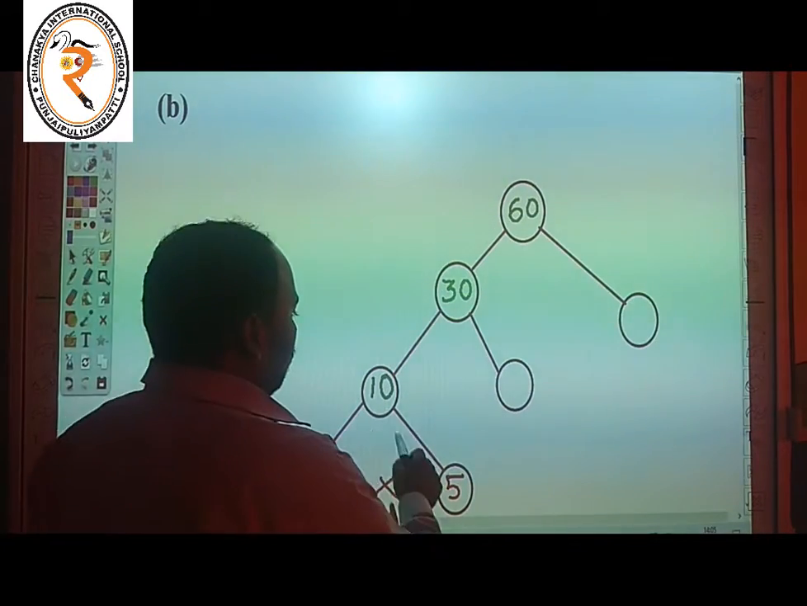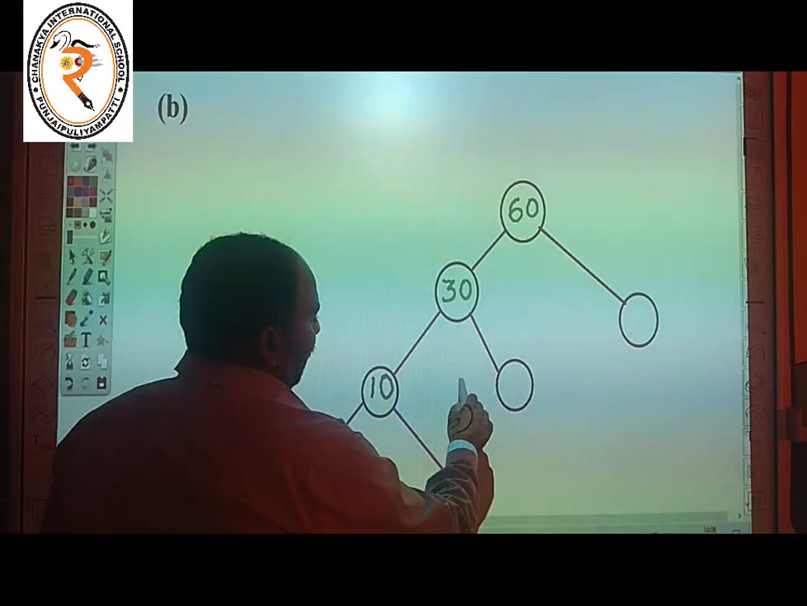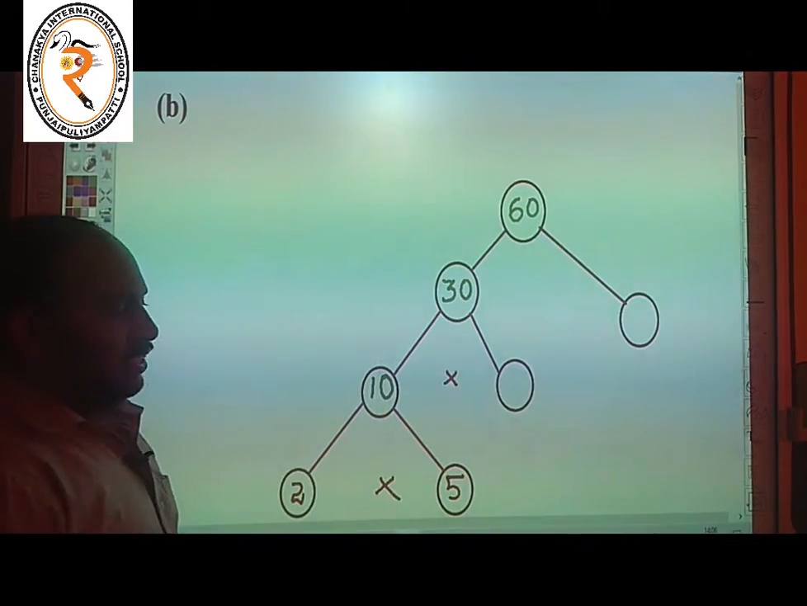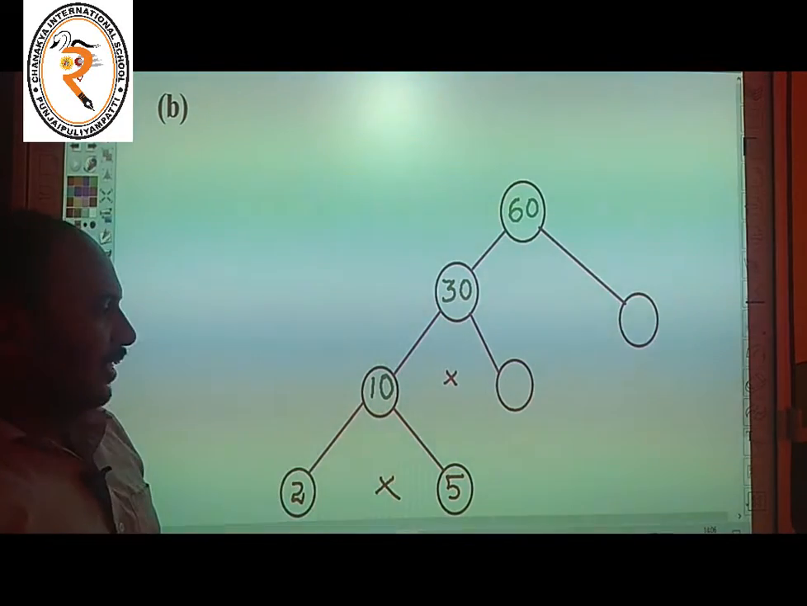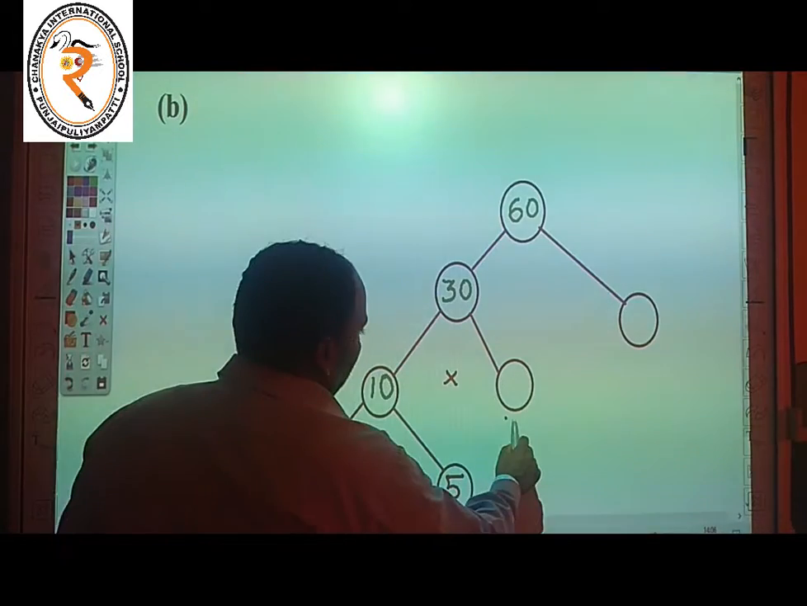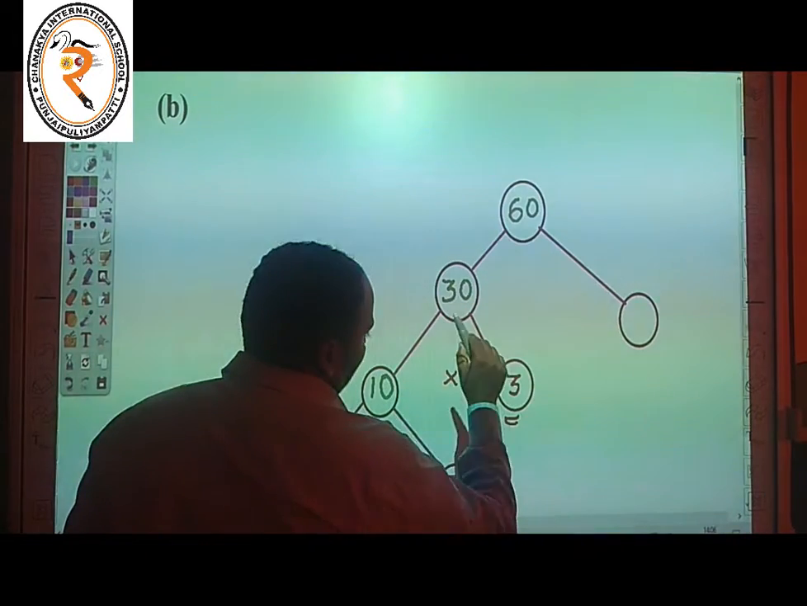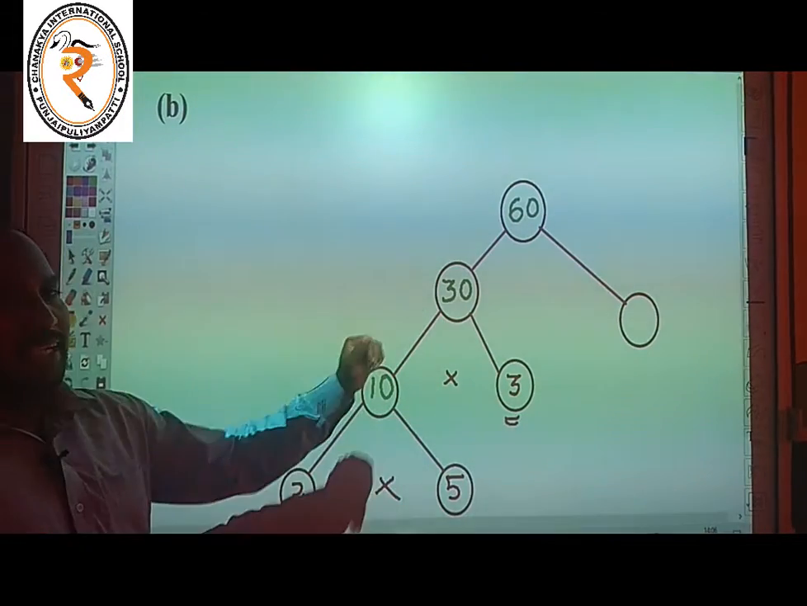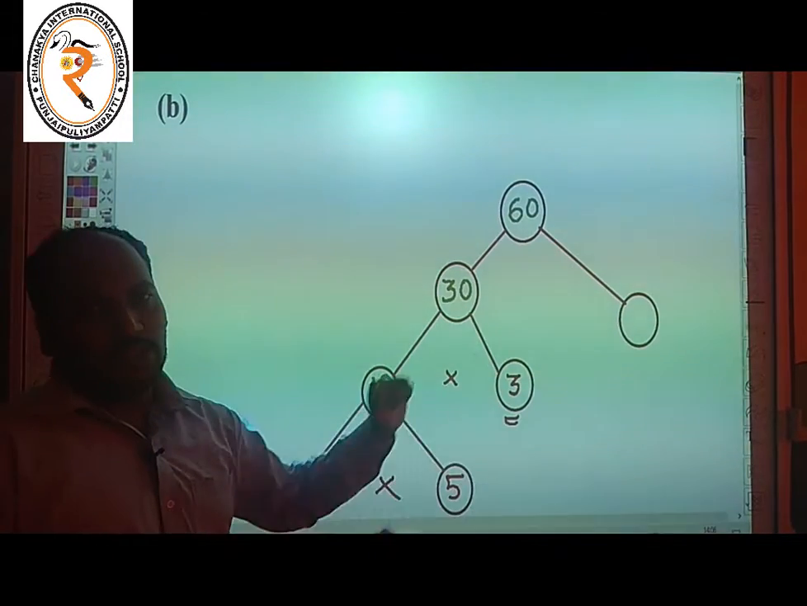The next one, 10 into dash is equal to 30. Here we want a prime number. 10 threes are 30. 10 into 3 is equal to 30.